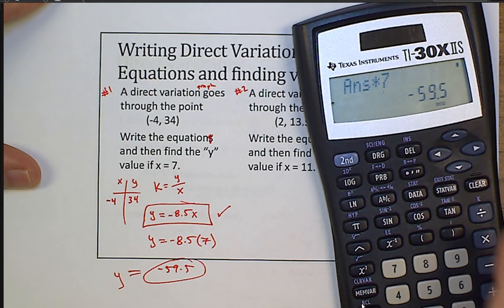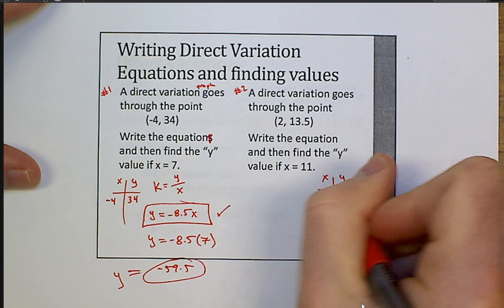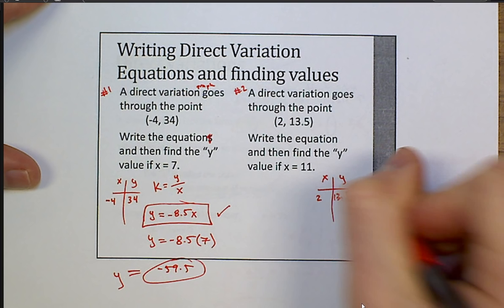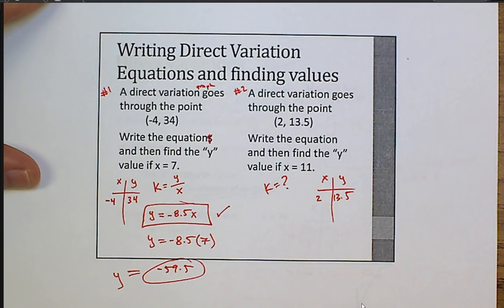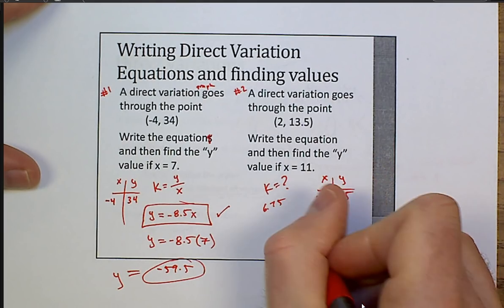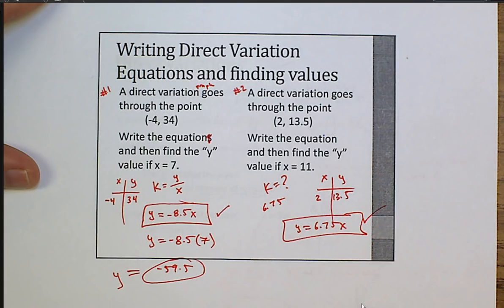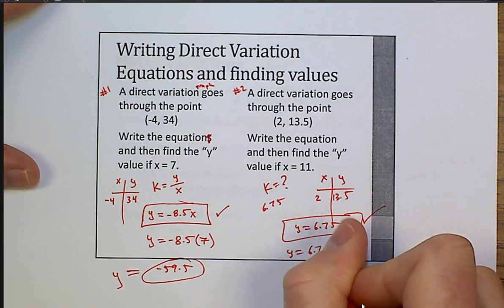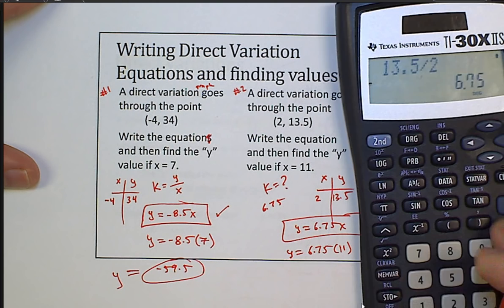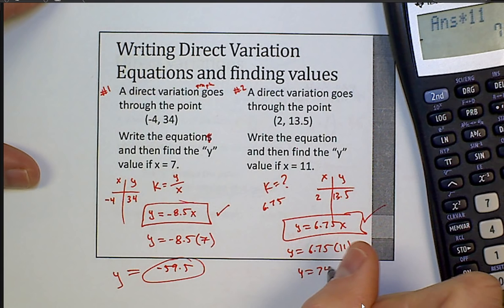Okay? Same thing on the other side. You're finding the equation. So I'm going to have x is 2 and y is 13.5. So I've got to be thinking in my head, okay, what is my k value? 13.5 divided by 2. Okay, that's going to give you 6.75. So our equation is y equals 6.75 times x. That is our equation. And then we're going to find y when x is 11. So 6.75 times 11 gives you 74.25. Okay?